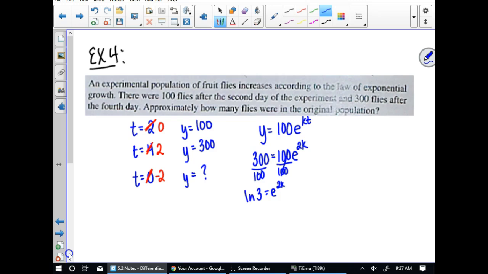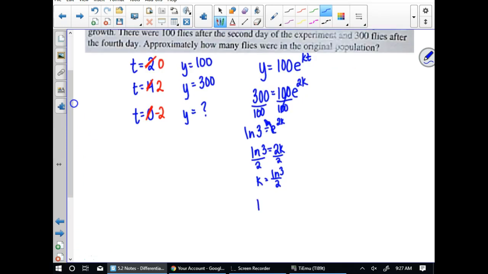Take the natural log of both sides. So the natural log of 3 is 2k, and then divide by 2. So I get that my k is natural log of 3 over 2. And if we do that in the calculator, we're going to get k is 0.549306. The book does it a different way, but they get that exact same value as k. So I feel confident that this is just as good and easier to understand.